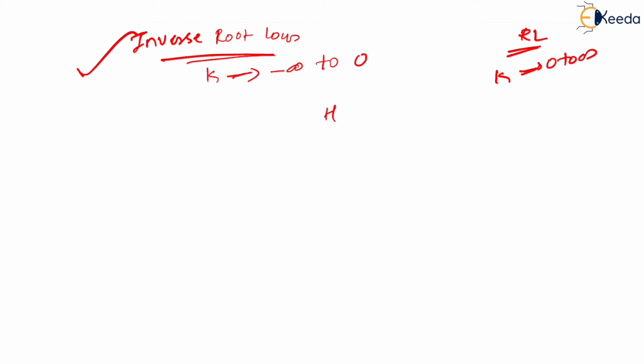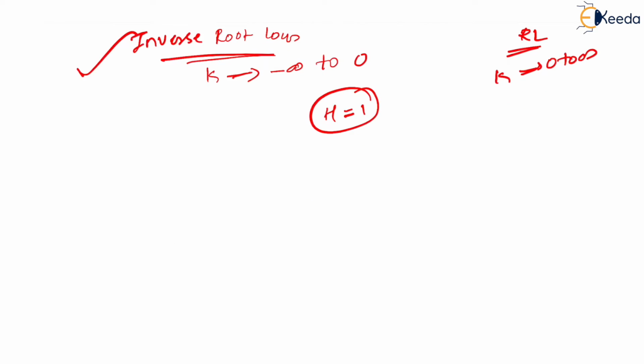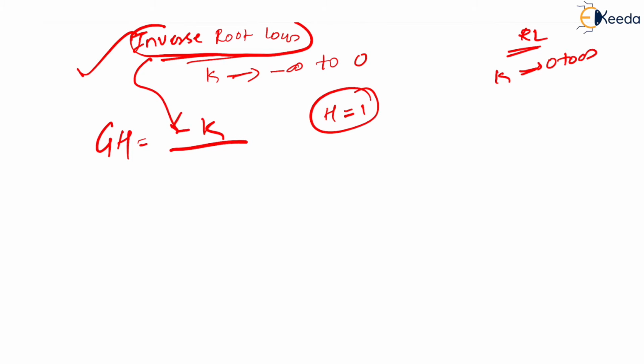See, very simple. What is your h? H is going to be 1, right? They have said unity feedback. Now, what is your g? You are only interested in the g, right? You have to understand one thing: since it is an inverse root locus, definitely it is going to be minus k. That is the first thing.